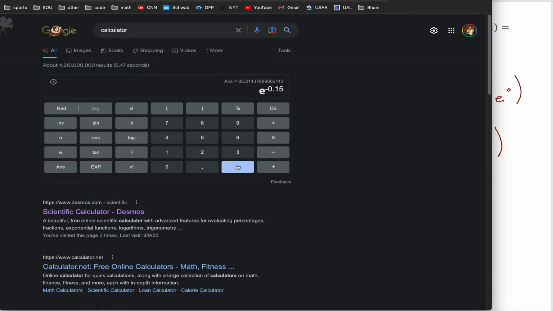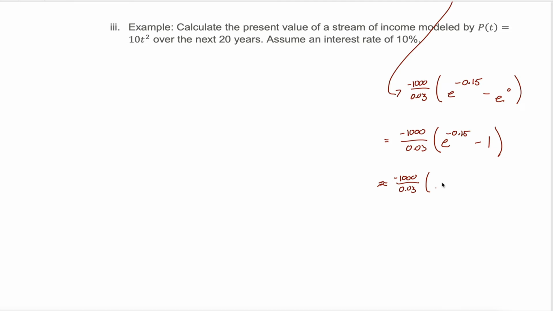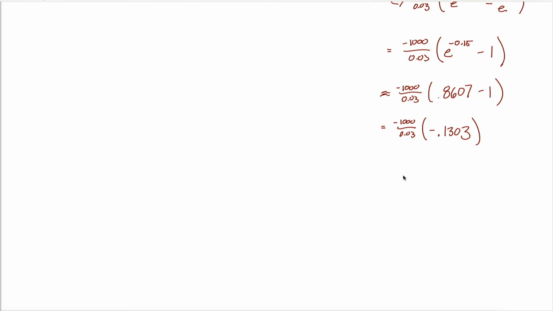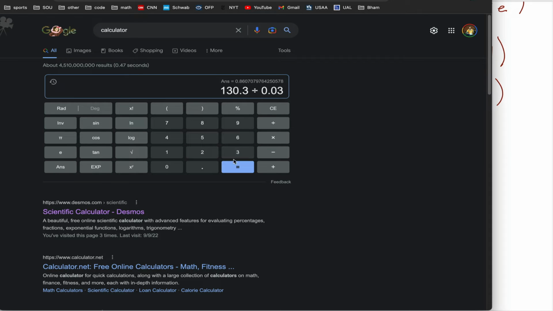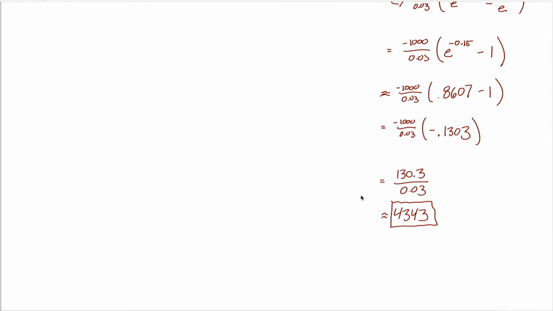E raised up to the negative 0.15 power is roughly 0.8607. So in my parentheses, I have 0.8607 minus 1. And 0.8607 minus 1 is some negative number. What? Negative 0.1303. This negative and this negative cancel out. 1,000 times 0.1303 is 130.3 divided by 0.03. I can go back to my calculator and see that 130.3 divided by 0.03 gives me about $4,343.